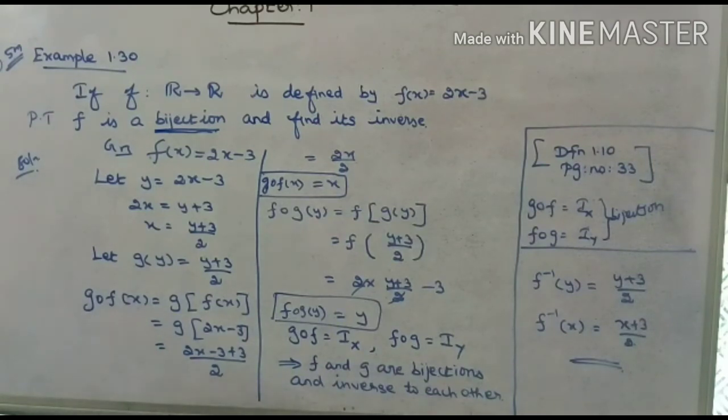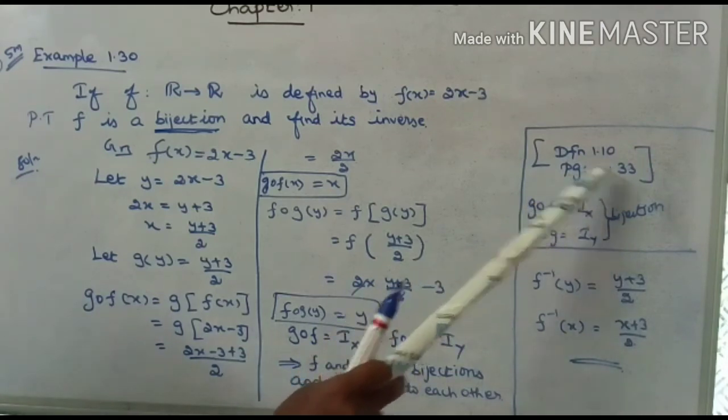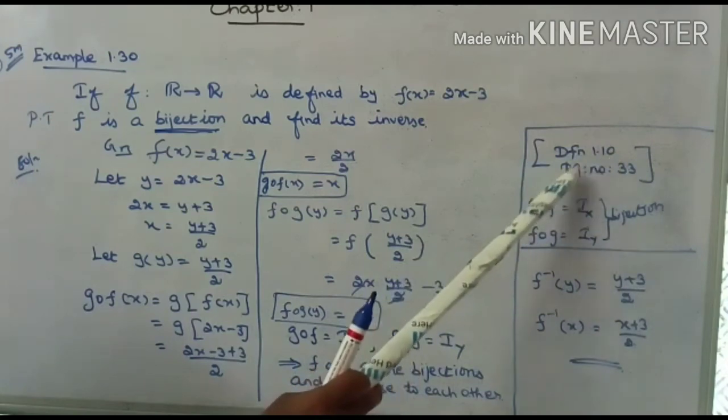Two methods are there in your book. I will select the second method. The first method is also very easy. Anyway, I will select the second method. Bijection, I will use this definition, in your book page number 33, Definition 1.10. I will use it.